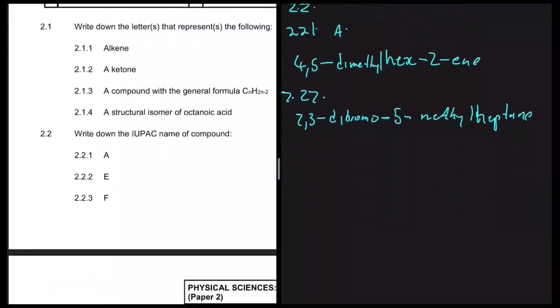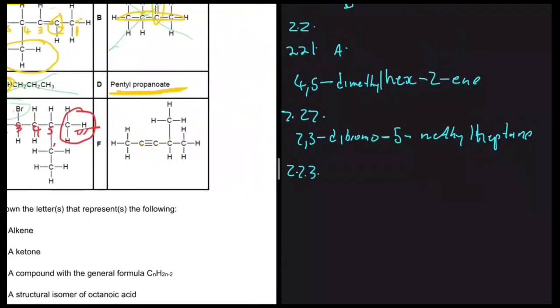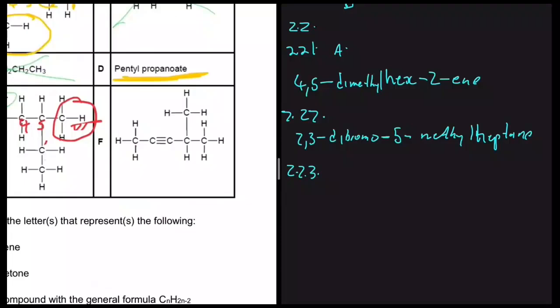And then last but not least, we have 2.2.3, which says, let's write the IUPAC name of compound F. In compound F, we have an alkyne, right? Because we have an alkyne, we have a functional group. So naming will be much easier because we always prioritize the functional group. So we're going to start naming from this carbon here. So we're going to have 1, 2, right? And then 3, 4, 5. Even if you go up, you still have 5 carbons, right?